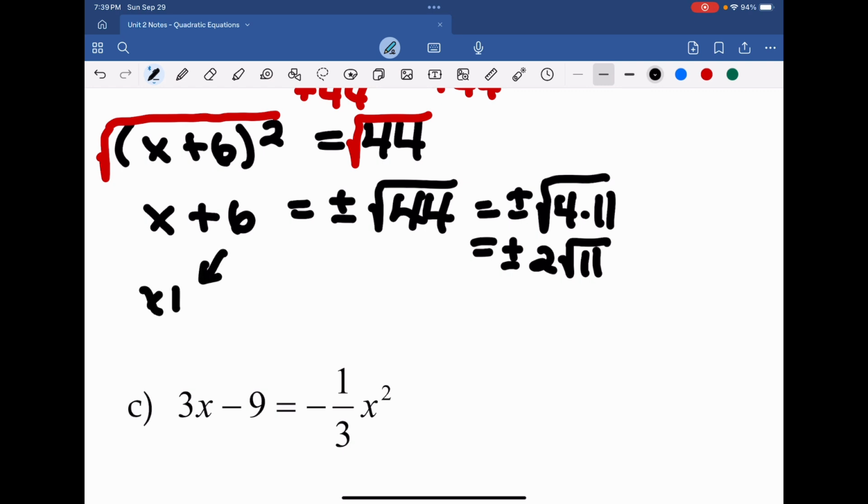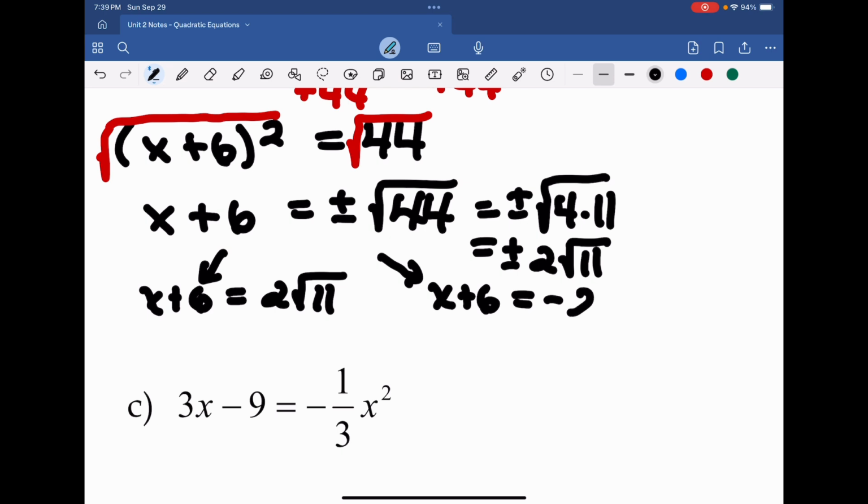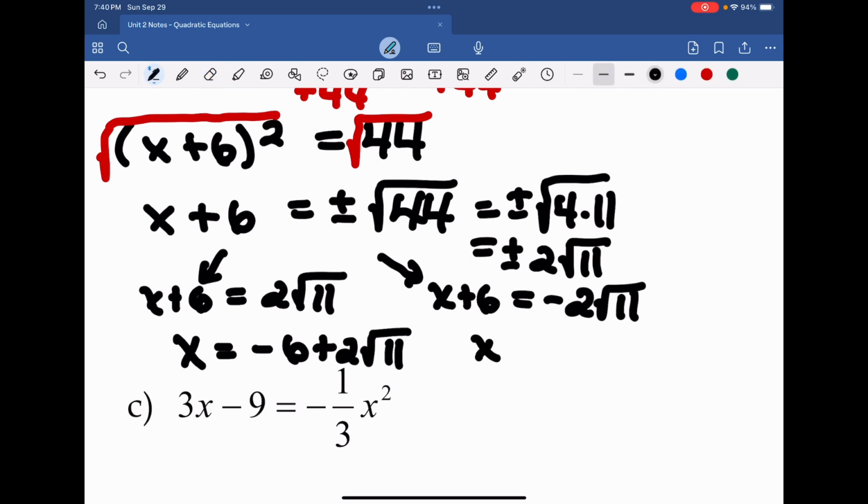Now, in the two different cases, it's x plus 6 is equal to plus, and I don't even need the plus there, 2 root 11. The other case is going to be x plus 6 is equal to negative 2 root 11. Now, for the solutions, it's x is equal to, if I subtract 6 from both sides, negative 6 plus 2 root 11. Let's make sure I make that a little neat. And my other solution is x is equal to negative 6 minus 2 root 11.